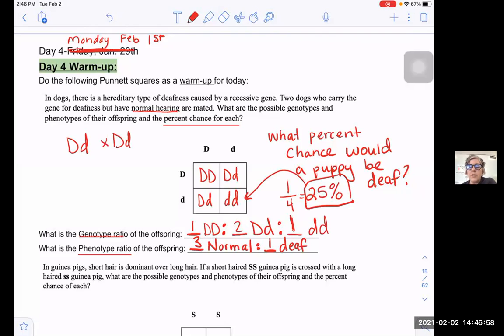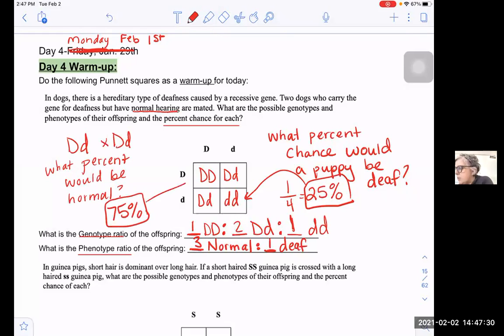So if I asked you what percent chance would they have normal hearing puppies, what would you say? Good. I'm seeing a lot of 75%. Yep. So 75% of the time, these 2 dogs would have normal hearing puppies, but they have a 25% chance of having a deaf puppy.